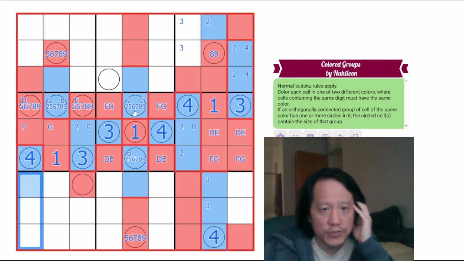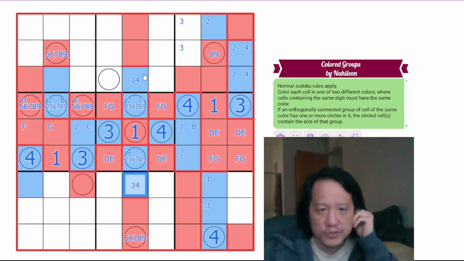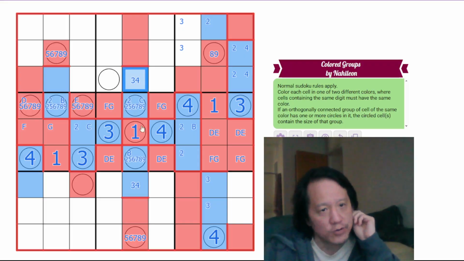Okay. One thing we know about column 5 is this has to be a 3-4 pair here. Because we have blue as 3-4. These are the remaining blues here. So this must be 3 and 4.